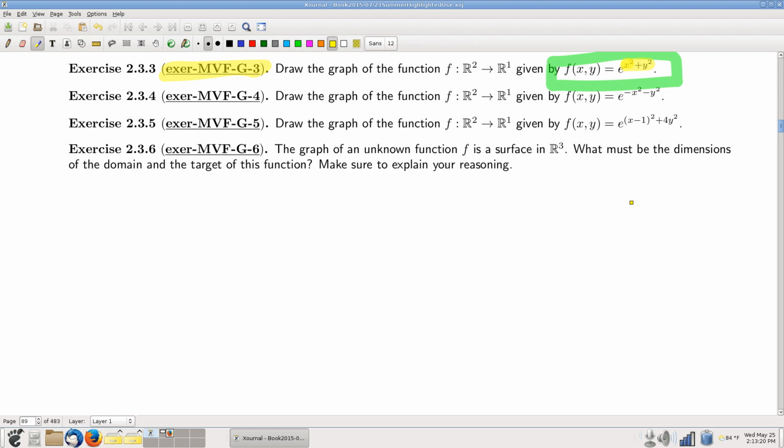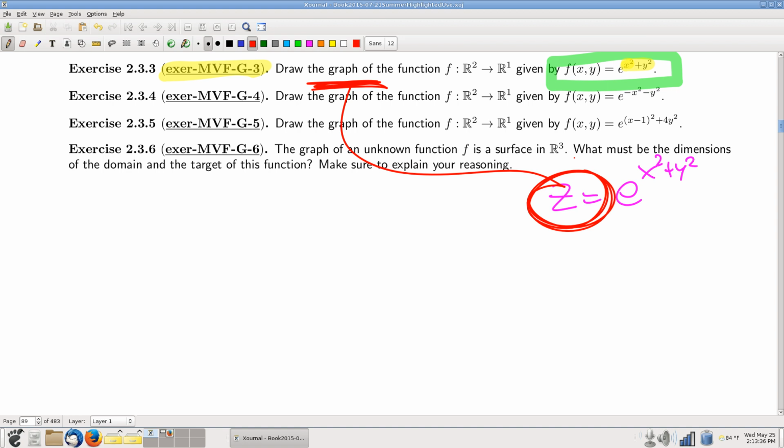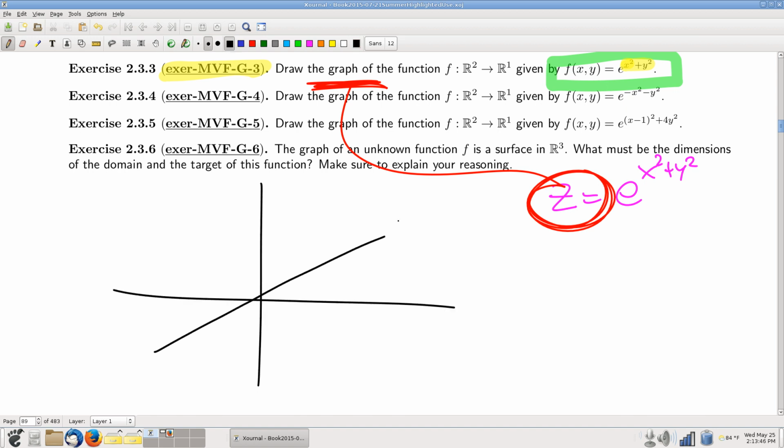Right? So, by the way, I skipped a step. I should first observe that the graph is z equals e to the x squared plus y squared. Being as it is rotationally symmetric, that means that I can understand the surface.